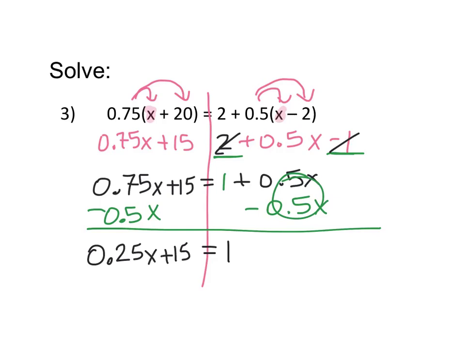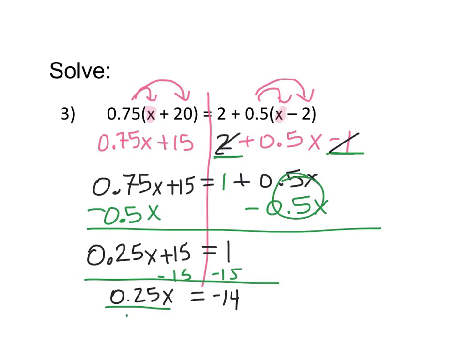We almost have the x term by itself. We need to move the 15 over, inverse operation. So it's minus 15 on both sides. That's going to leave us with 0.25x on the left is equal to negative 14 on the right. Last step is going to be to divide everything by that 0.25. And that gives us our final answer, x is equal to negative 56.